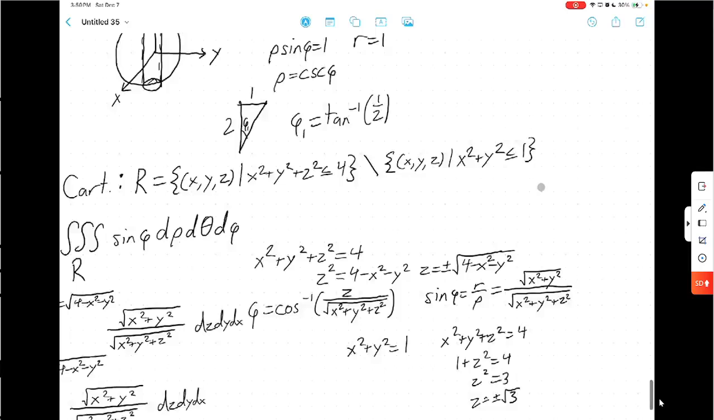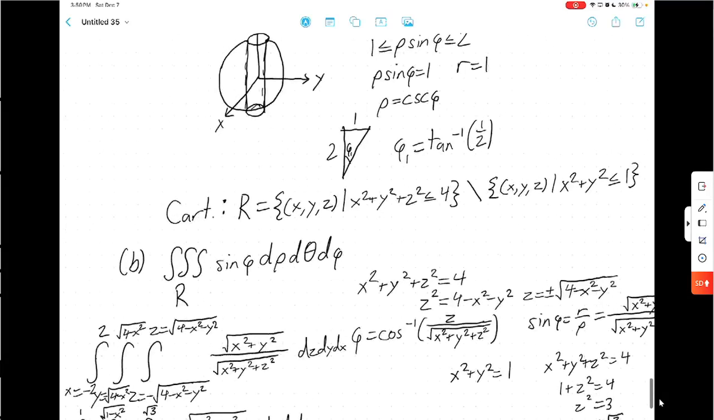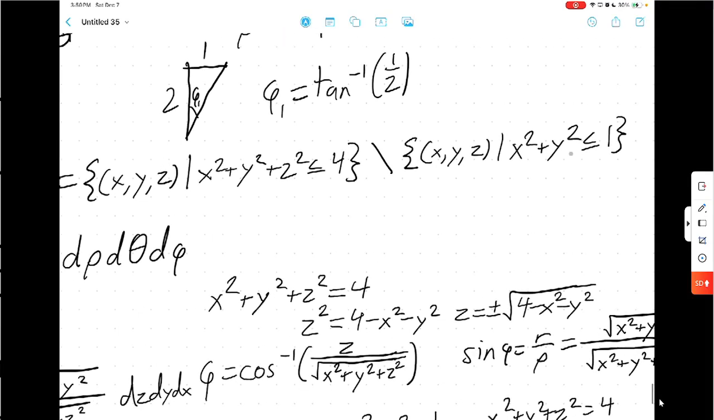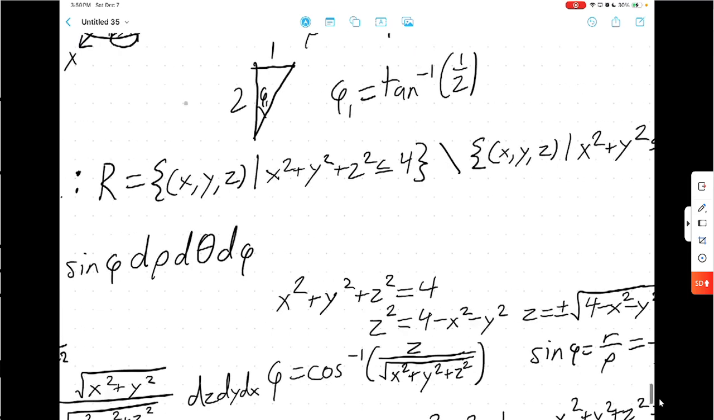For Cartesian, I just took the easy route and did it with sphere minus cylinder in set notation, which is this. Basically just a sphere minus a cylinder. I was not going to make this into one set.